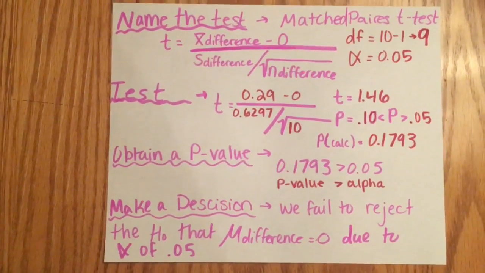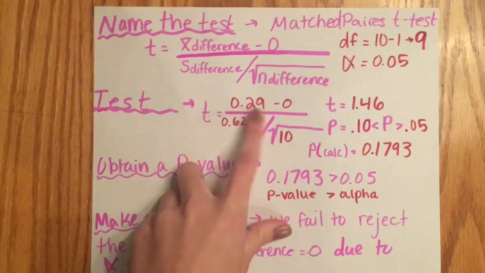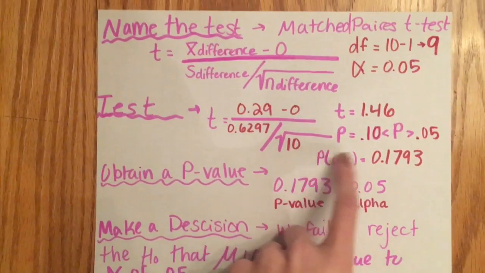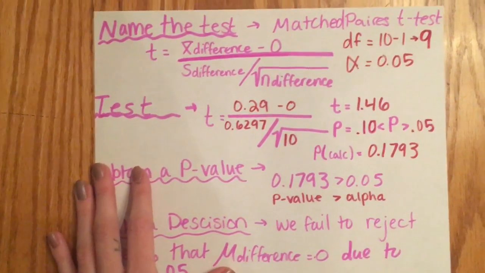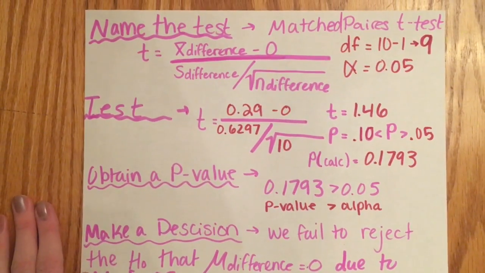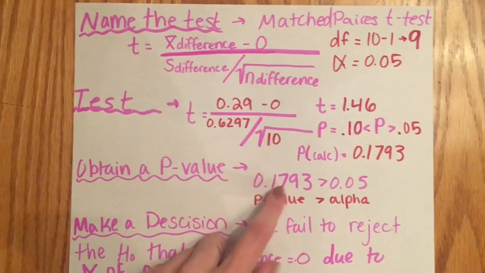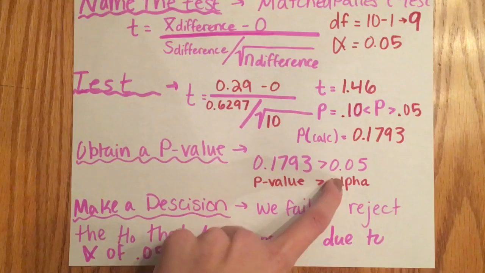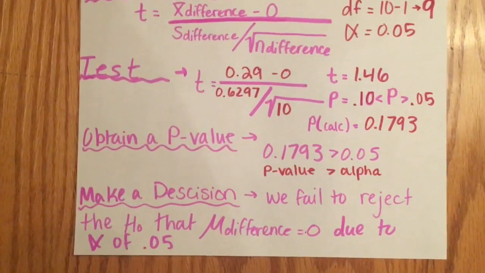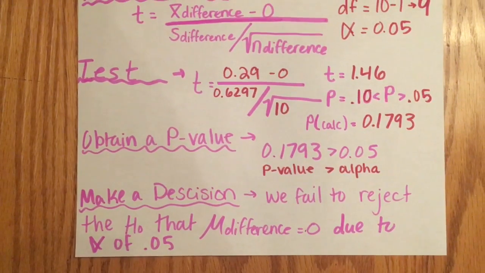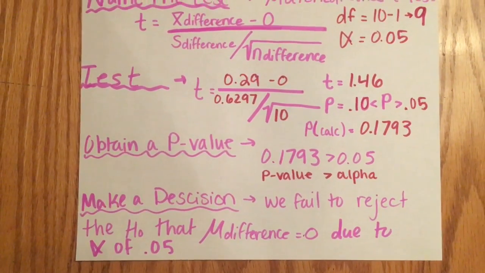And that was only in the book, and then I plugged this equation into the calculator and I got the p-value of 0.1793. So according to my alpha level of 0.05, my p-value is greater than my alpha. So that means we fail to reject the null hypothesis that the mean difference is equal to 0 due to the significance level of 0.05.